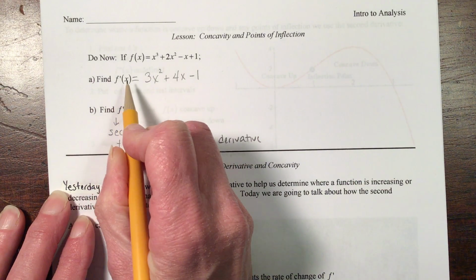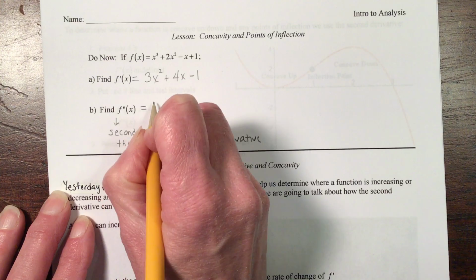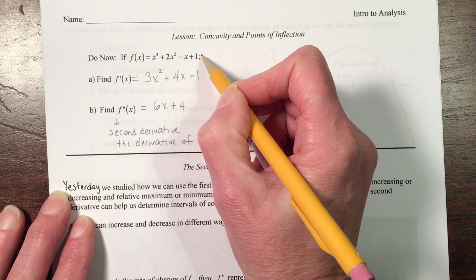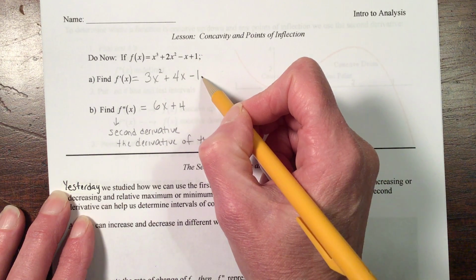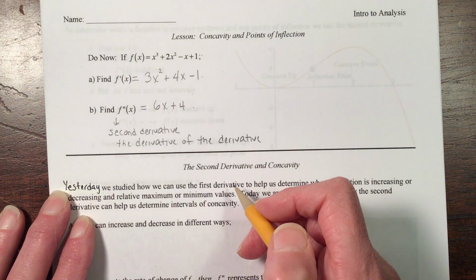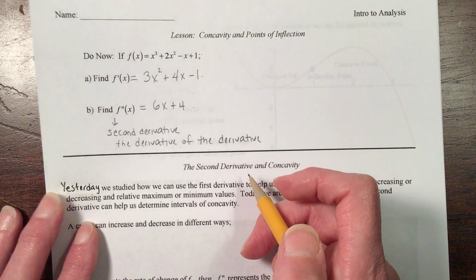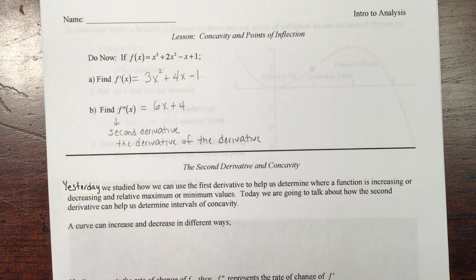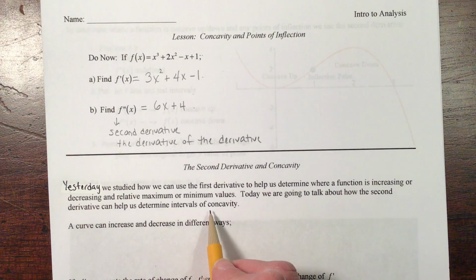So now we're going to start at our derivative function, take the derivative of that, and you get 6x plus 4. So there's our function, there's our first derivative, and here is our second derivative. We're pretty much going to be focusing on our second derivative today and what it can tell us about the shape of a curve. Yesterday we studied how we can use the first derivative to help us determine where a function is increasing or decreasing and whether or not it has any relative maximum or minimum values. Today we're going to talk about how the second derivative can help us determine intervals of what we call concavity.